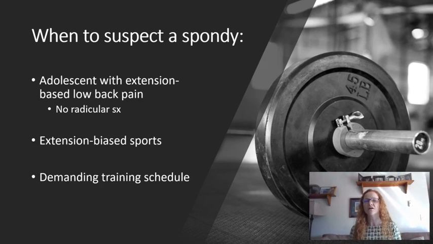The big three are adolescents, of course, with extension-based low back pain. No radicular symptoms, it's beltline pain. But the key word in that first point is adolescence. Participation in extension bias sports, seriously, always suspect spondy in a gymnast. There is evidence out there that between 50 and 86% of gymnasts who have extension-based low back pain have a spondy. So just always suspect it in gymnasts.